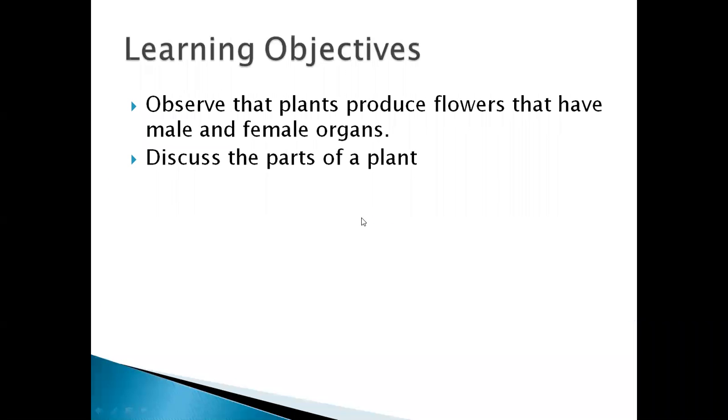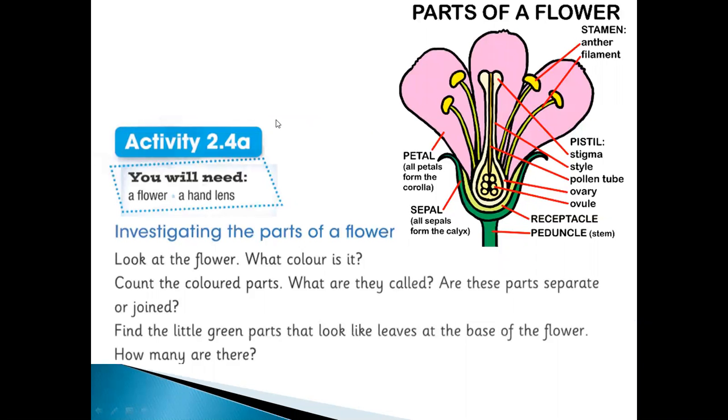Let's start. First of all, the learning objective: observe that plants produce flowers that have male and female organs. We also discussed in class the parts of a plant. So let's start investigating the parts of a flower. I will just review from the previous class.